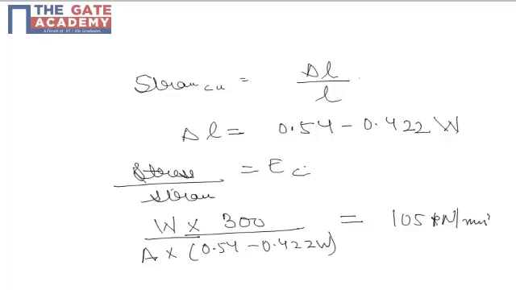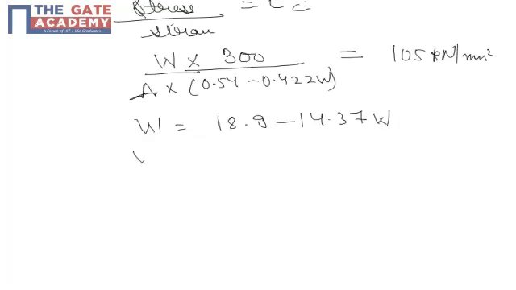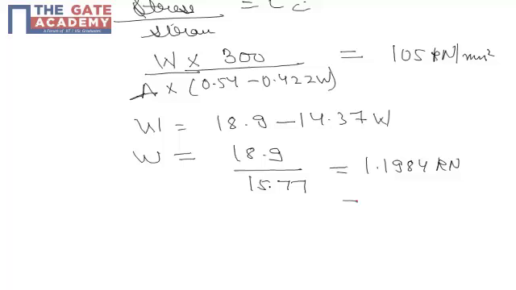So after substituting everything, since A is known, because we know that it is a 5 mm thick copper bar, W comes out to be 18.9 minus 14.37 W, so W comes out to be 18.9 upon 15.77, that is 1.1984 kN, which is 1198.4 N. So this is the correct answer.